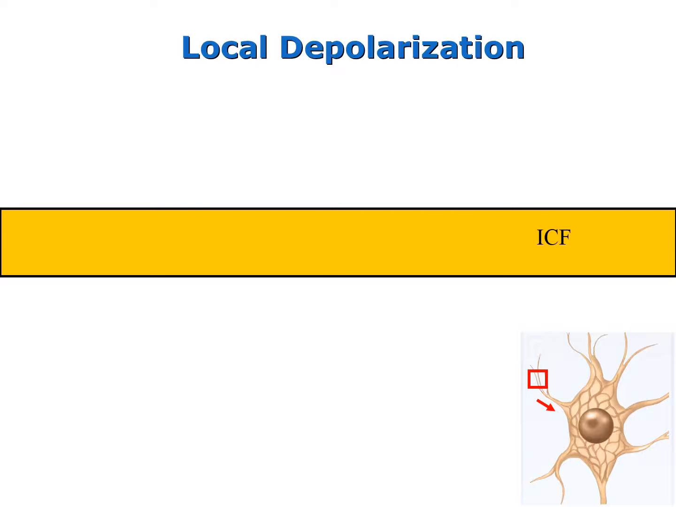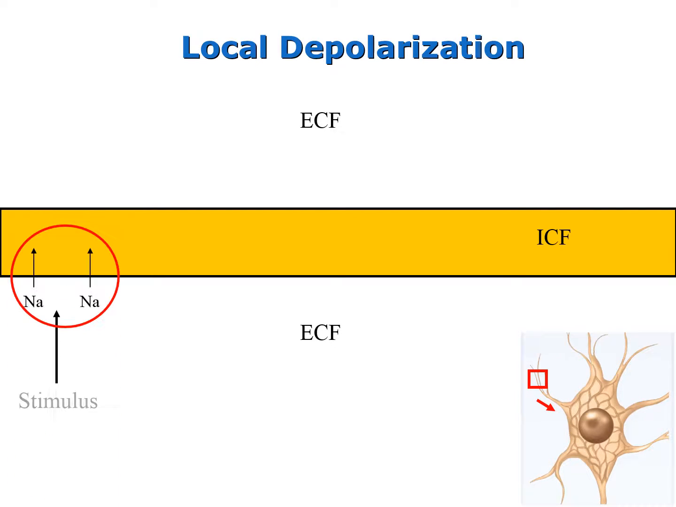So here's the intracellular fluid, that's the cytosol, and the white space is the extracellular fluid. So a stimulus has occurred here. That stimulus caused sodium channels to open and for sodium to then move into the cell, causing a depolarization at the site of the stimulus, which we will represent using green.